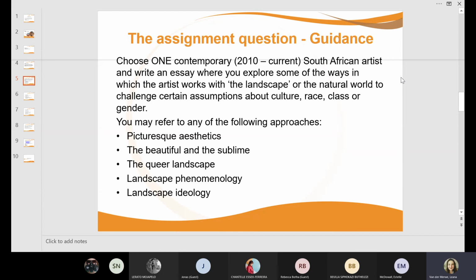Now, the next part is very important. It says here, you may refer to any of the following approaches. Now, these ones are all theories, and all of these theories are in the study guide. I'm going to show you now where you can find them. So the first one is picturesque aesthetics. The second one is the beautiful and the sublime. The third one, the queer landscape. Then the last two are landscape phenomenology and landscape ideology.